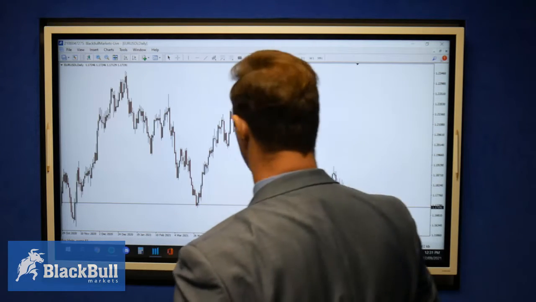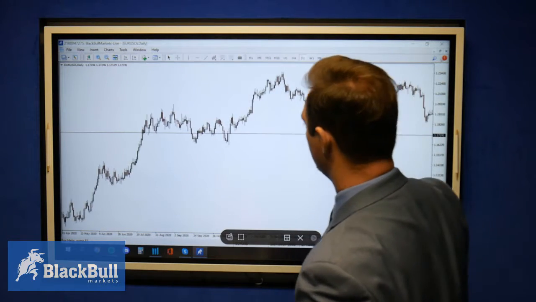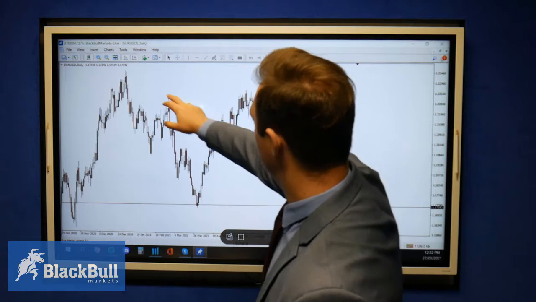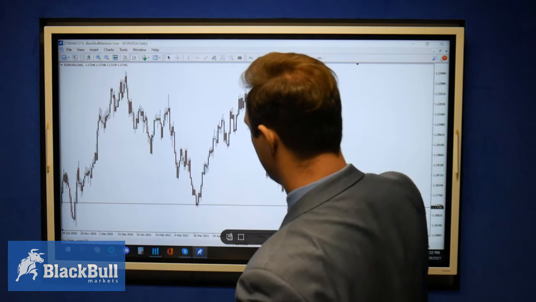Let's see if we can find that fifth wave of ours quickly. Fifth wave is right over here. Now we can already see that we've got that low.